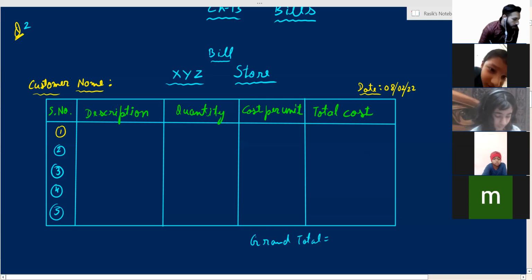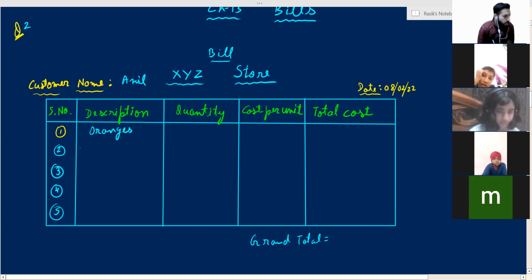So what is the first item that the customer bought? Sir, oranges, 2 dozen means 24. So he bought 2 dozen oranges. First item, 2 dozen oranges at rupees 15 a dozen. So the cost is for dozens only. The price for dozens is 15 a dozen. So you can write down the cost per unit, rupees 15 per dozen.